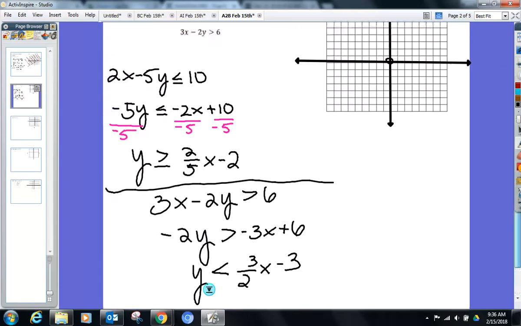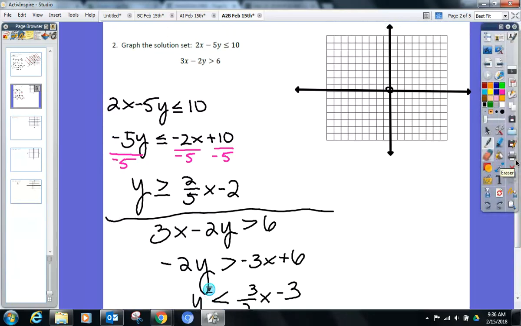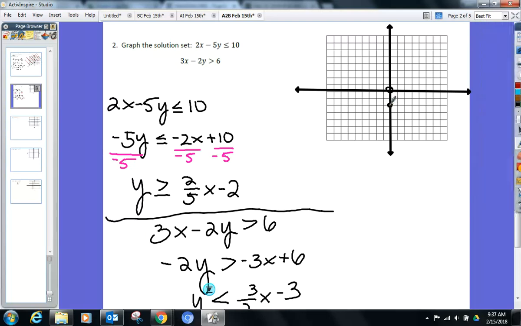I'm going to graph each line individually. So let's start with this first one. Where on the y-axis do I start? Negative 2. Where do you want me to go from that point? Up 2 over 5. Up 2, 1, 2, 3, 4, 5. If you want to get another point on there, you can go down 2 to the left, 1, 2, 3, 4, 5.